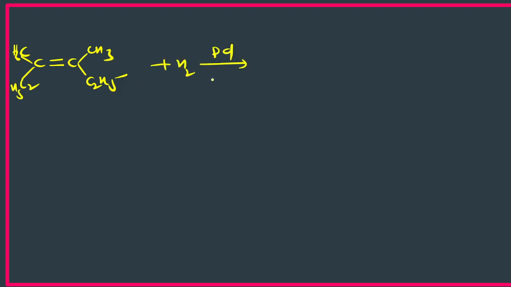See, carbon double bonded to carbon, with CH3 and CH3 on one side and C2H5 and C2H5 on the other, in the presence of hydrogen catalyst and palladium. What is the product? It is a cis alkene, with hydrogen and palladium. What addition is it? It is a syn addition. Syn addition means what is our product?